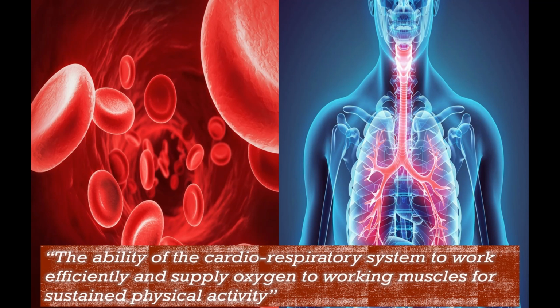What's happening here is that the respiratory system is taking in oxygen from the atmospheric air, and that is then diffusing via gaseous exchange into our bloodstream. Once that has been delivered into the bloodstream, it's the red blood cells which will pick up that oxygen and deliver it to the working muscles in order for aerobic respiration to take place. So it's the ability of both the cardiovascular system and the respiratory system to work efficiently in supplying oxygen to the working muscles for sustained physical activity.